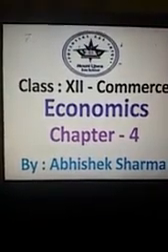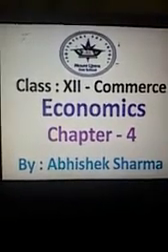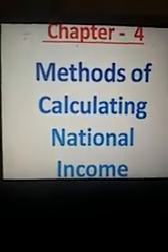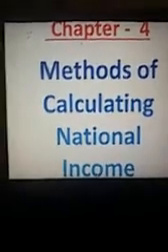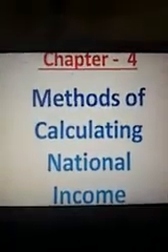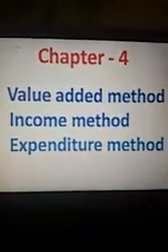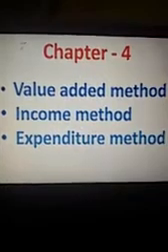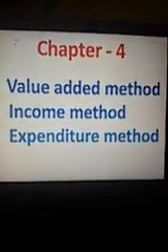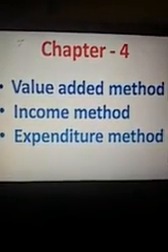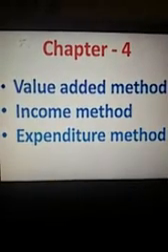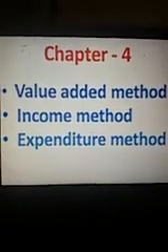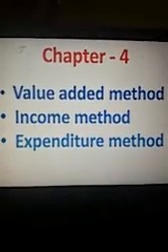Today we are continuing with our fourth chapter of class 12th economics, that is methods of calculating national income. In this chapter, we have already done the income and value added methods. What are their processes? How are they used to calculate national income? What precautions should be considered before calculating national income from the value added method or income method? Today I have decided to continue this chapter with the third and last method, that is the expenditure method.